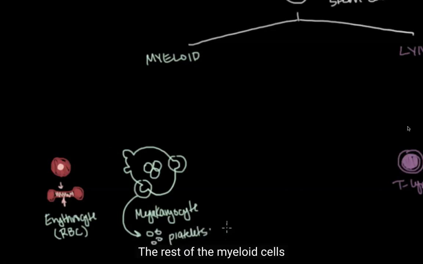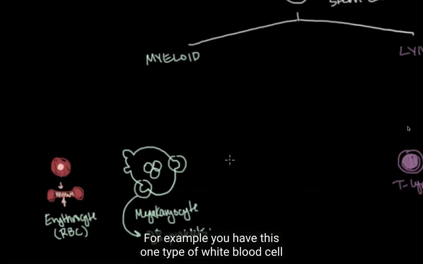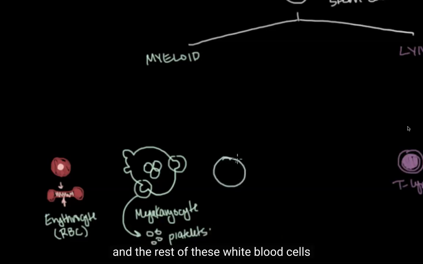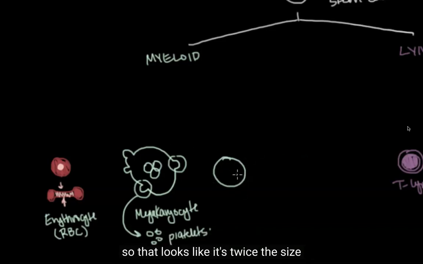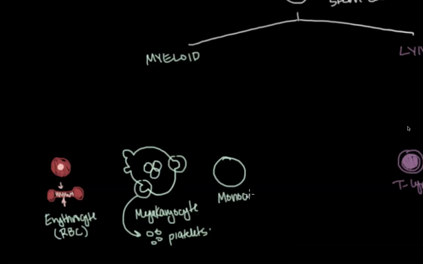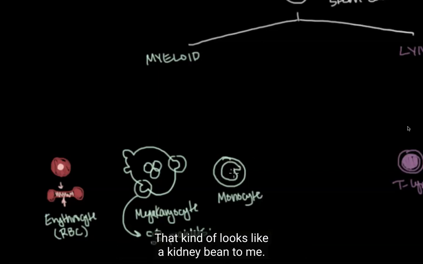So the rest of the myeloid cells are actually different types of white blood cells. So for example, you have this one type of white blood cell, and the rest of these white blood cells are about twice the size of a red blood cell. So that looks like it's twice the size of a red blood cell to me. So this cell is called a monocyte. It's known for having this nucleus that's in the shape of a kidney bean. So that kind of looks like a kidney bean to me.